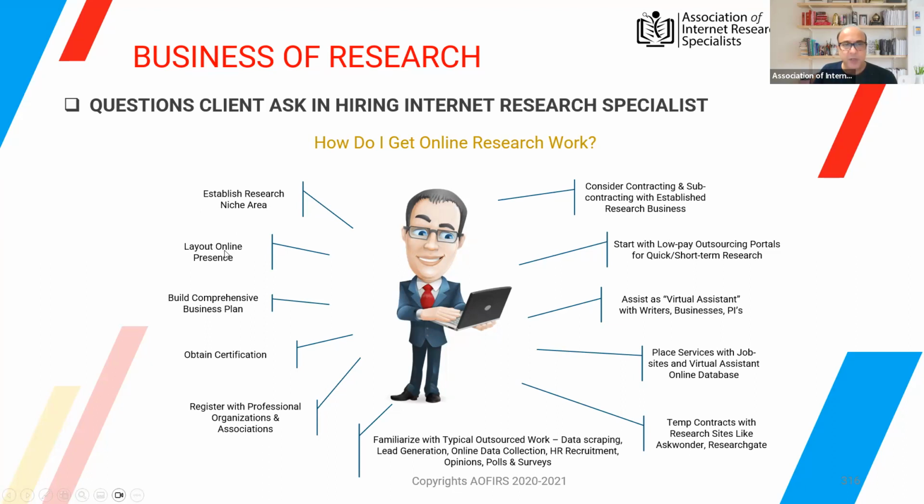Establish research niche, like you have to design your package for research, like would it be hourly based? What areas of expertise you want to highlight, which corresponds to your previous experience, so on and so forth. Layout online presence. They're talking about the digital footprints. Build comprehensive business plan. Of course, you have to make one, even if you're starting alone as a small business. Obtain certifications, register with professional organizations, so on and so forth.